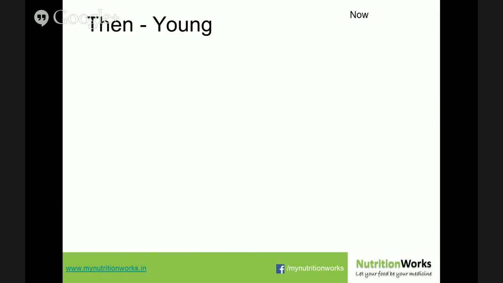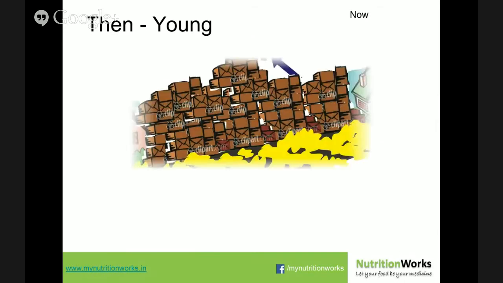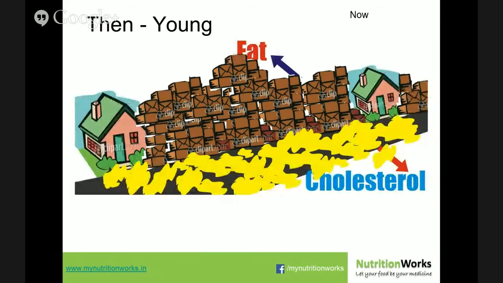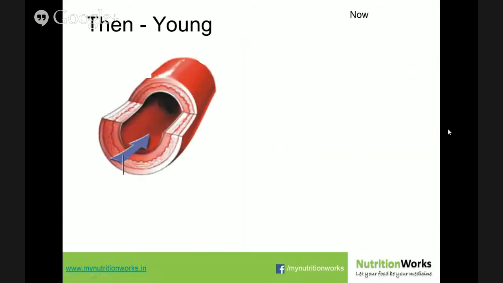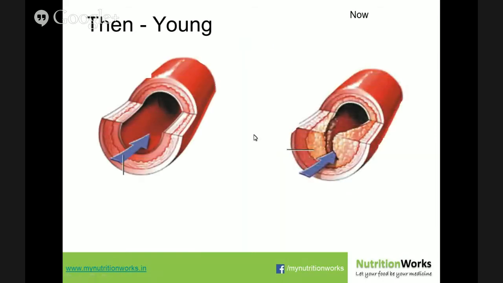But if you don't watch out for the kind of food we are eating over a period of time, this is how we will look. Most of our cells are displaced by adipose tissue, and the blood vessel is completely littered with cholesterol. So this is how the physical representation looks.